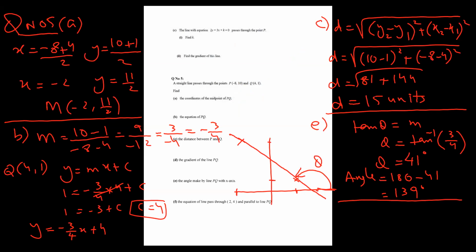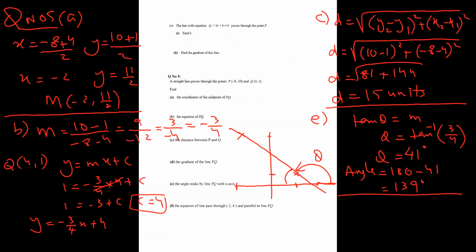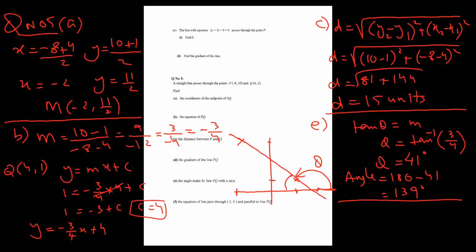So I hope this idea is very, very clear. If you give this answer, you will lose marks because this is not our target. This is not our question. This is 41. Our target is this one. So this part is also clear.